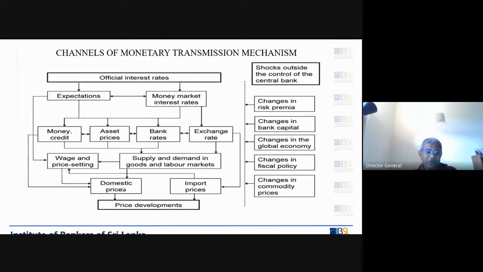This is the final output. Domestic prices will start rising. Why? Because the demand is increasing. When the wages are rising, we have to understand one thing clearly. Those things will not happen overnight.